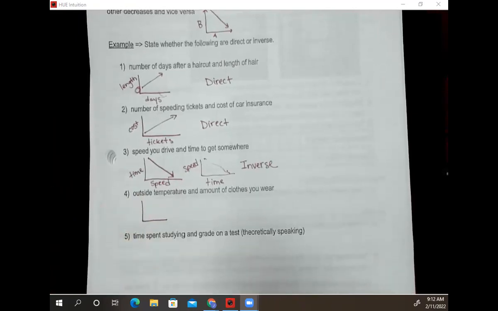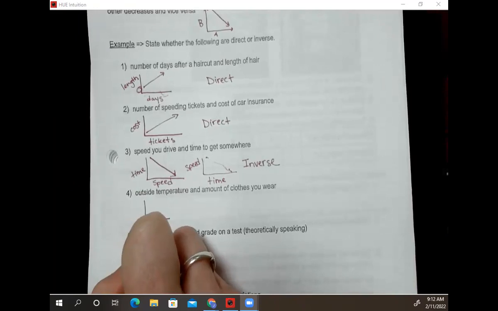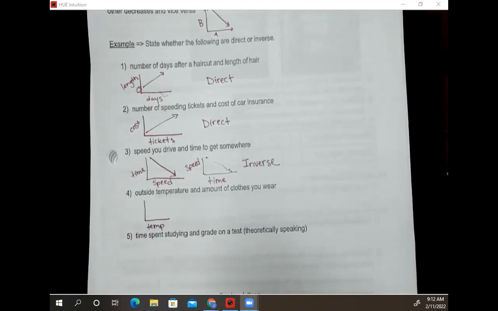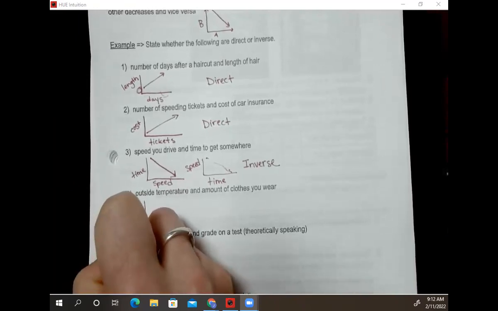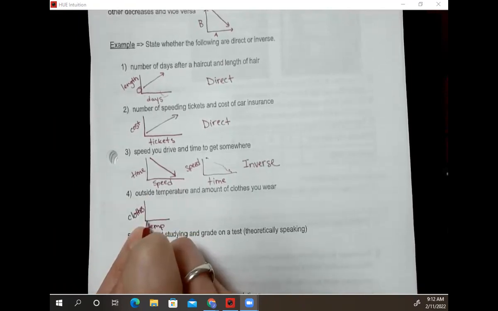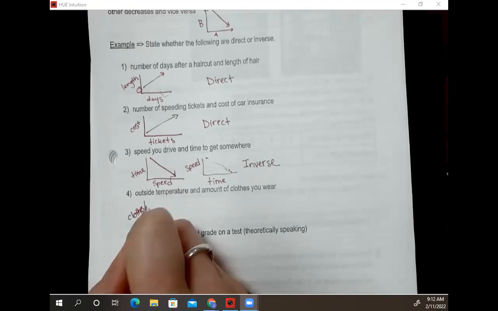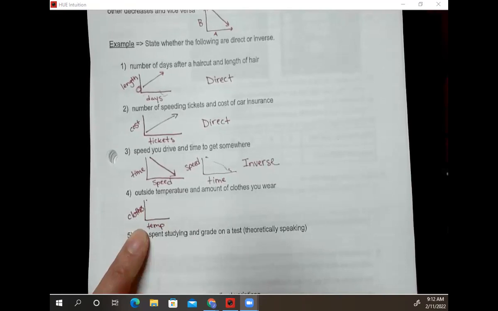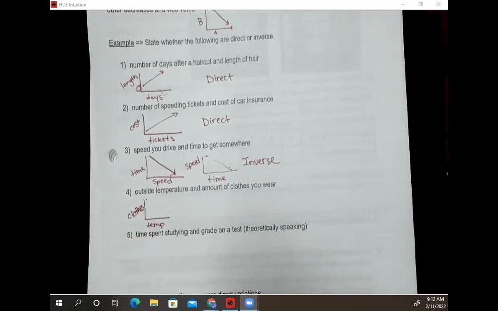Number 4, good question for February: outside temperature and the amount of clothes you wear. Last week we had all that snow and it got pretty cold. The temperature was low. When I went outside, I had on a hat, my thick outside play in the snow pants and gloves and all that good stuff, right? Bunch of extra stuff. In the next week, it's supposed to warm up into the 50s, so I won't need the heavy winter coat then, just my medium winter coat.